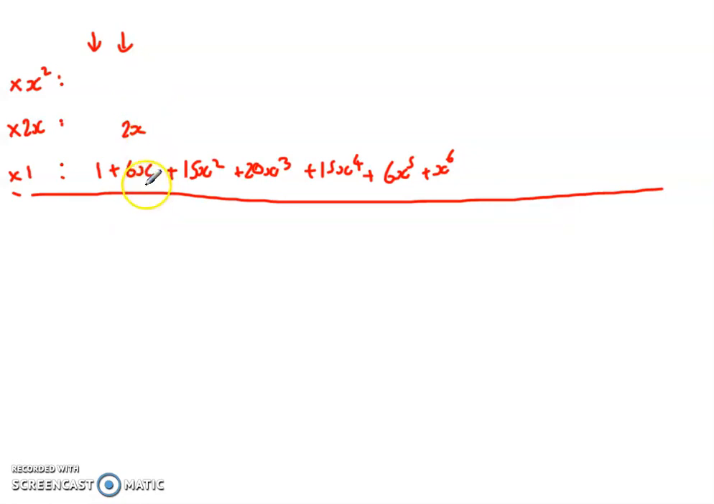So multiplying the whole thing through by 2x, I get 2x plus 12x squared plus 30x to the power of 3 plus 40x to the power of 4 plus 30x to the power of 5 plus 12x to the power of 6 plus 2x to the power of 7.